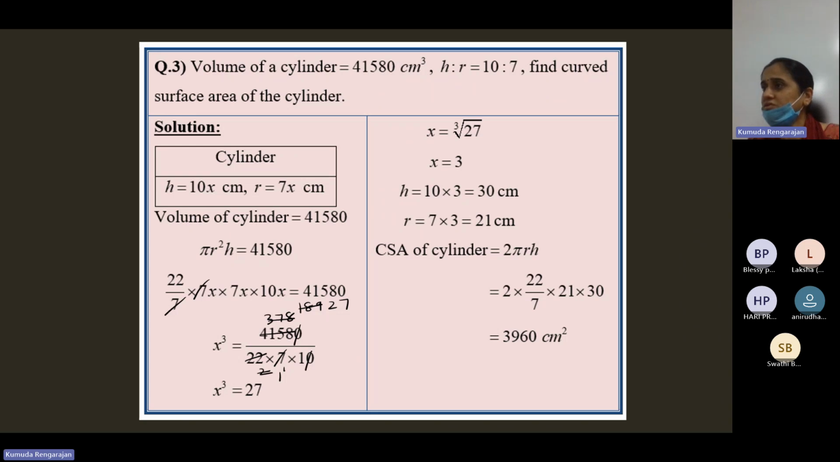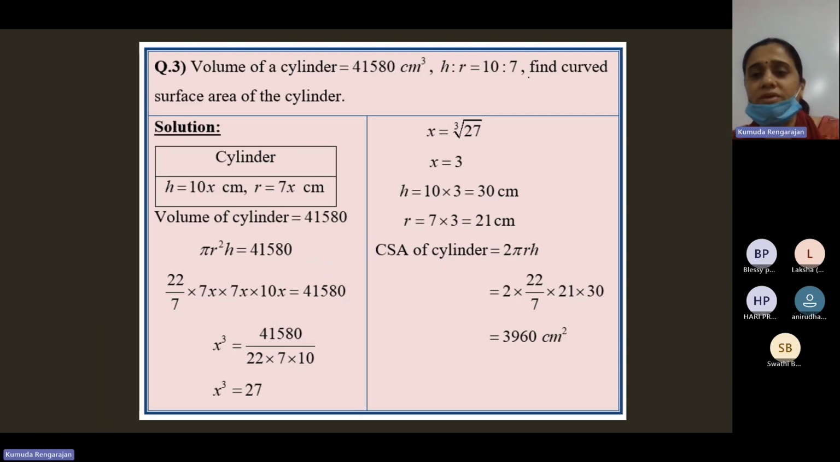Very easy. Yes or no? It's not difficult. There's nothing to remember, just the formula you have to remember. And if you're asked to find the curved surface area, directly you cannot write, like you should not.